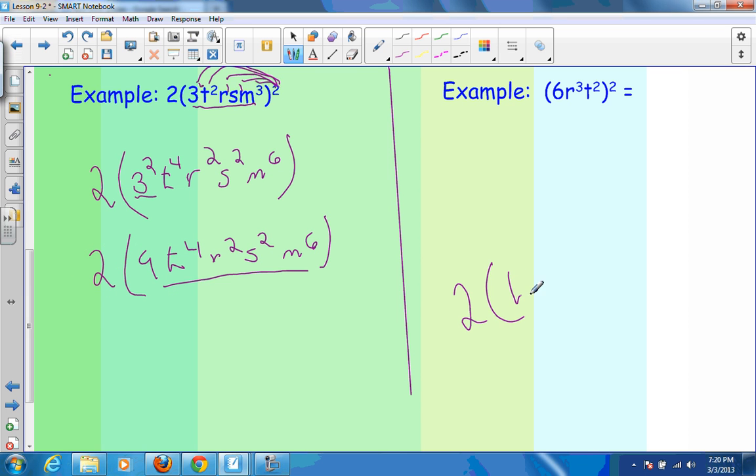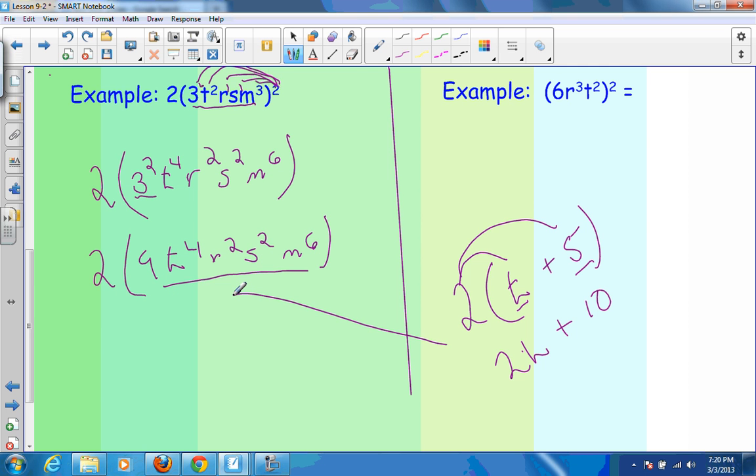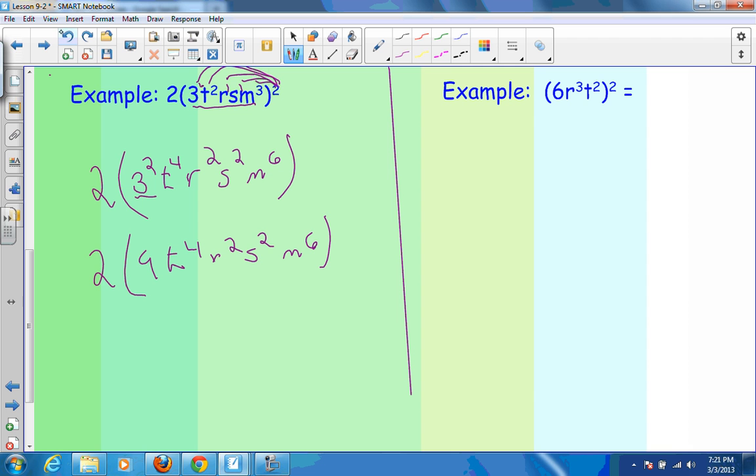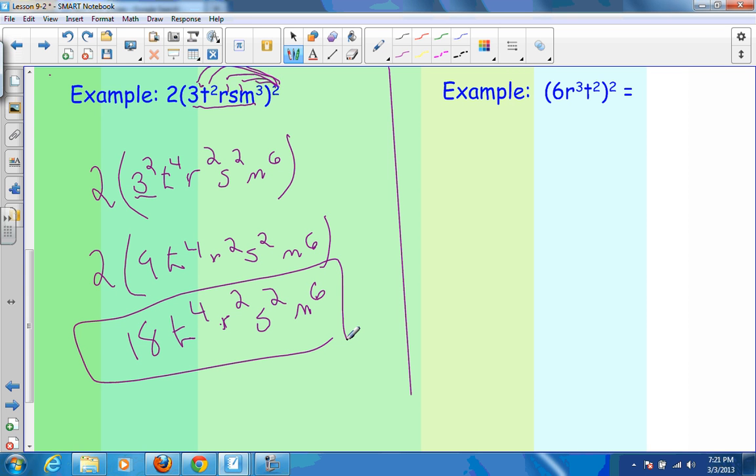2 times, let's just make it easy, 2 times t plus 5. And then you would distribute, because these are two terms, or this is a binomial, so you get 2t plus 10. These are not the same, all right? The only thing that you're going to do here is multiply your numbers together. So we're going to get 2 times 9, which is 18, and then rewrite the rest of it. t to the fourth, r squared, s squared, and m to the sixth. All right, that one's done. That's the final answer.